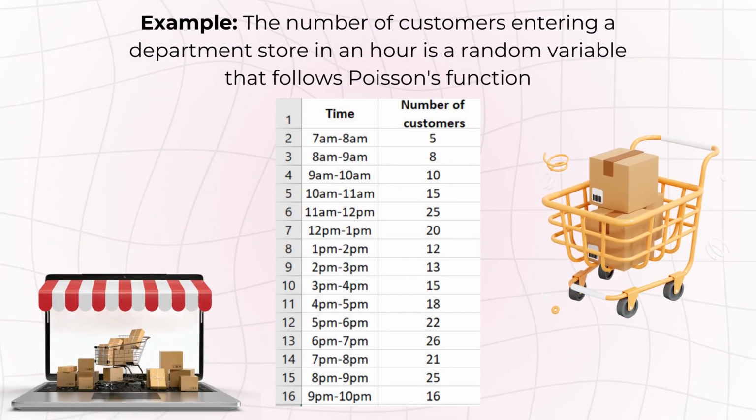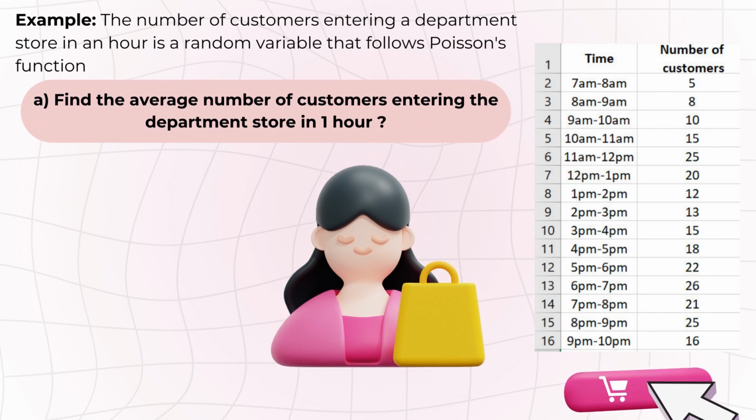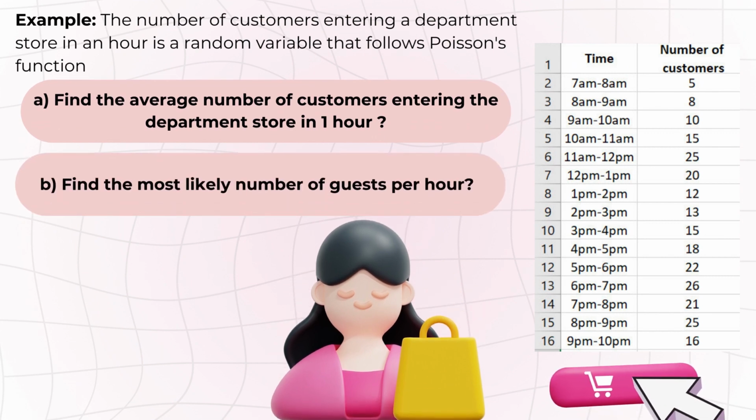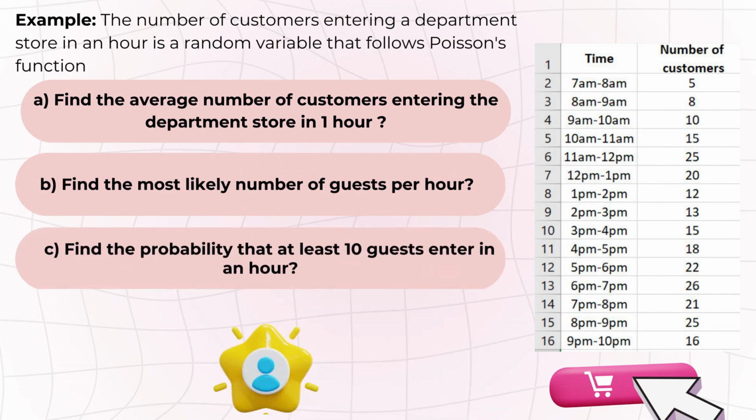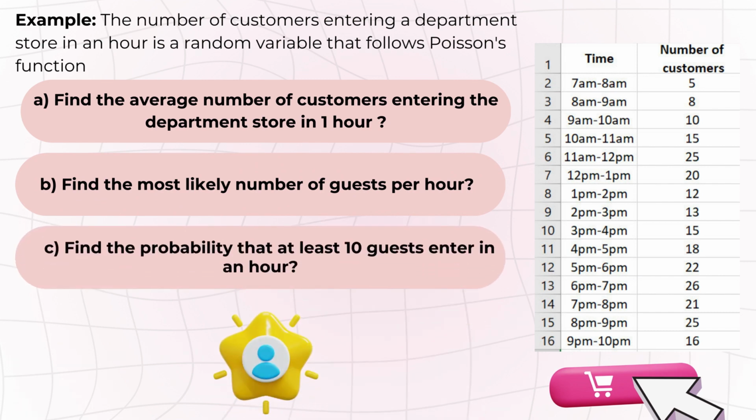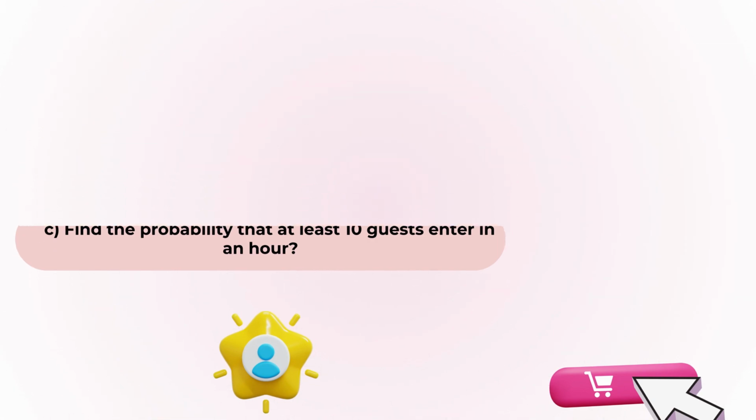Example: the number of customers entering a department store in an hour is a random variable that follows a Poisson distribution. A. Find the average number of customers entering the department store in 1 hour. B. Find the most likely number of guests per hour. C. Find the probability that at least 10 guests enter in an hour.